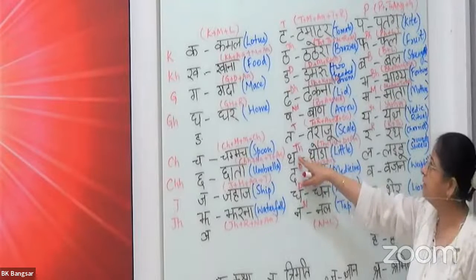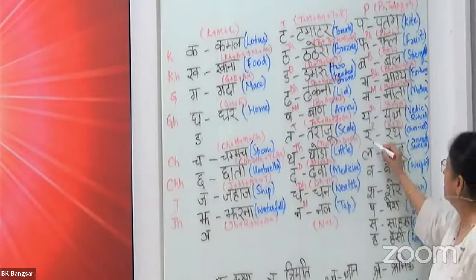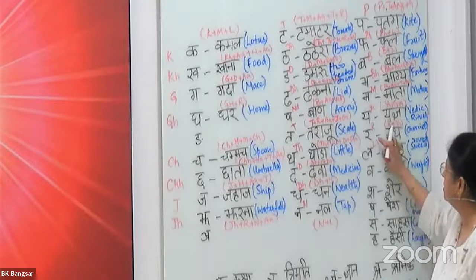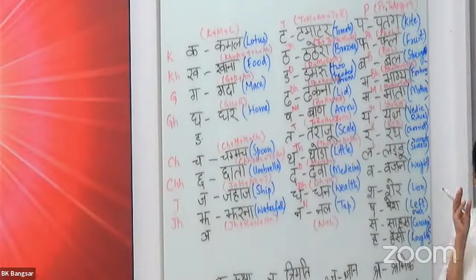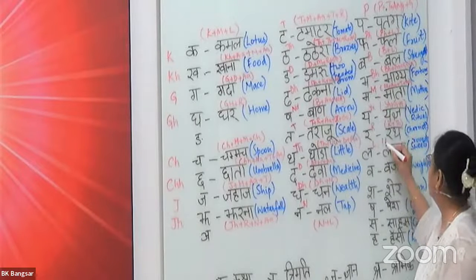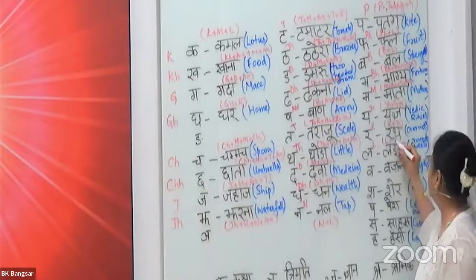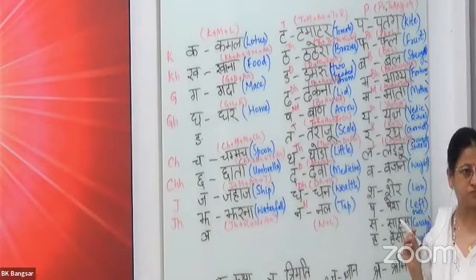Rath, right? This is L, Laddu, Modak, right? The sweet round balls. So L, half D, full D, and double O. Laddu.